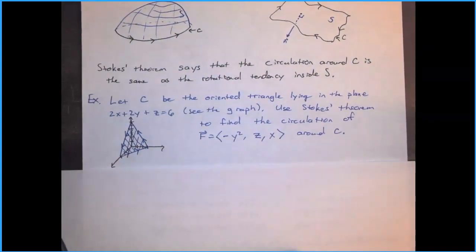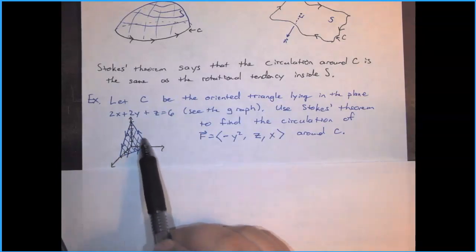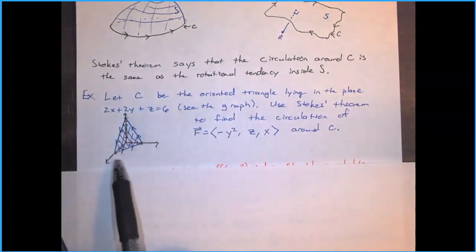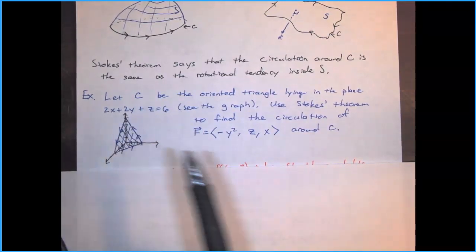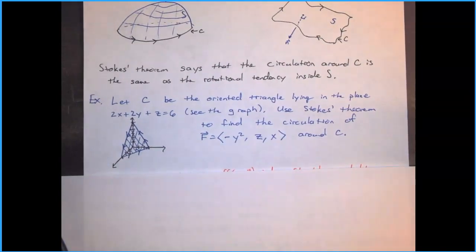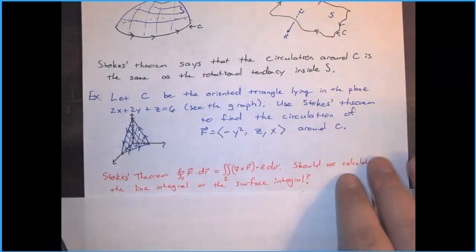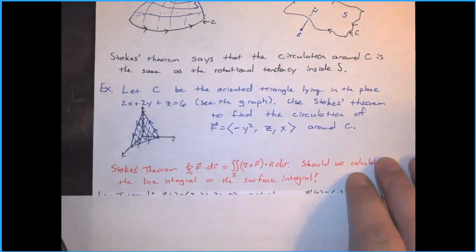So let C be the oriented triangle lying in the plane 2x + 2y + z = 6. So the triangle is oriented in this direction; we're given a direction to walk along this triangle. Use Stokes' theorem to find the circulation of the vector field ⟨-y², z, x⟩ around C. So for Stokes' theorem, all of the hypotheses are satisfied.